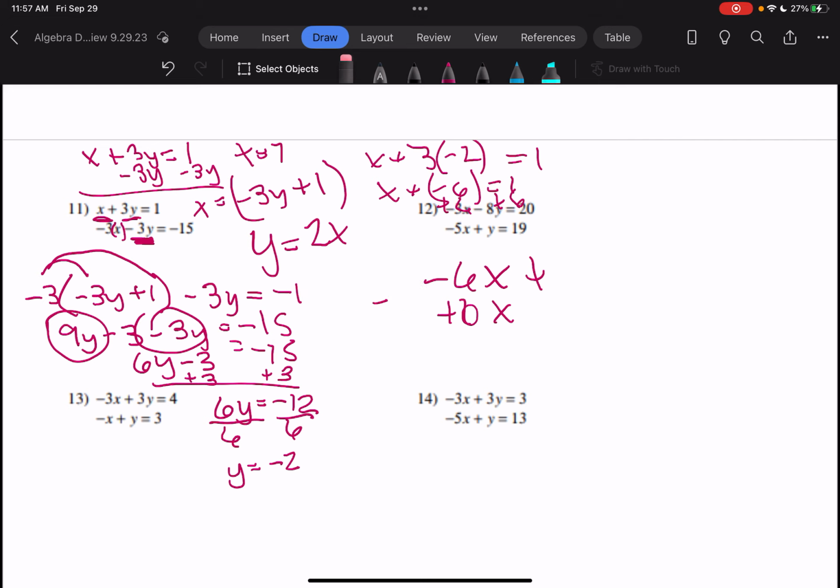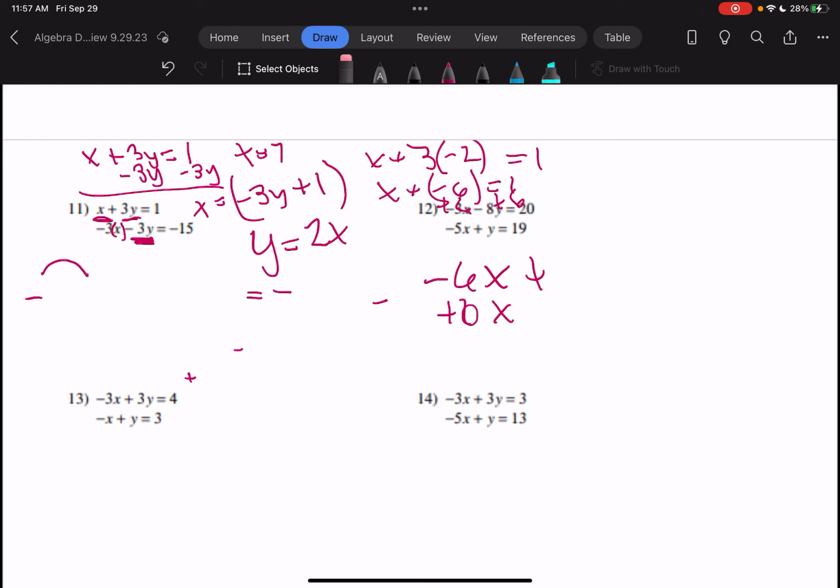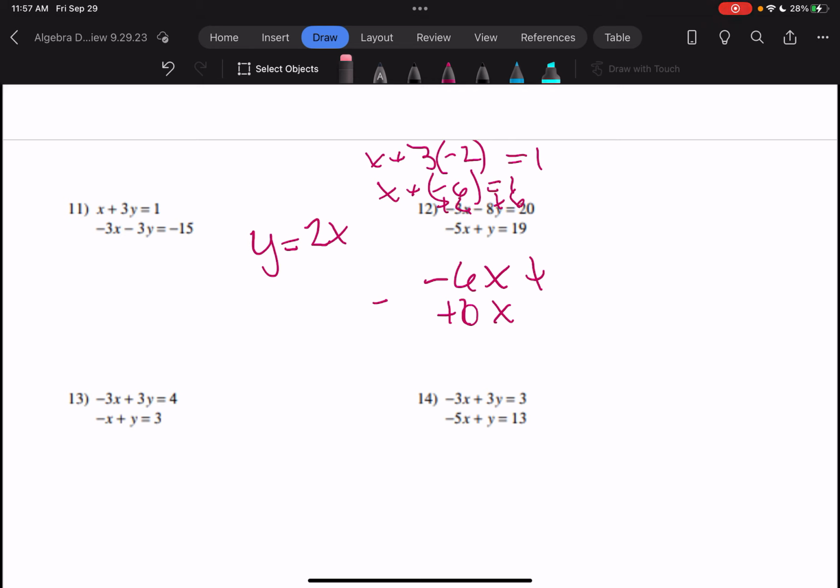So that is a great example there. And again, it is still only letting me erase certain parts of this, and I don't really know why, but it's just what it is. Okay. All right.